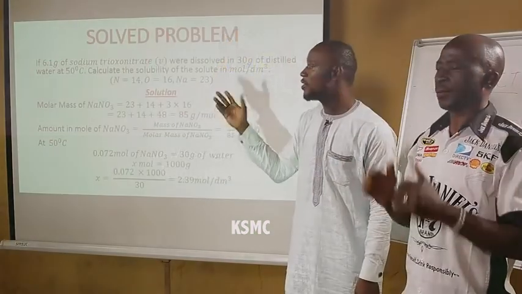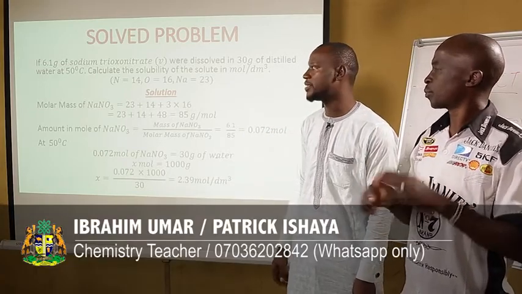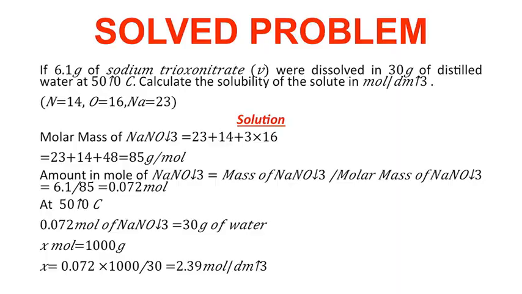My students, I will give you an example, a solved problem, to take note of calculations under solubility. The question is, if 6.1 grams of sodium trioxonitrate(V) were dissolved in 30 grams of distilled water at 50 degrees Celsius, calculate the solubility of the solute in moles per dm cube.